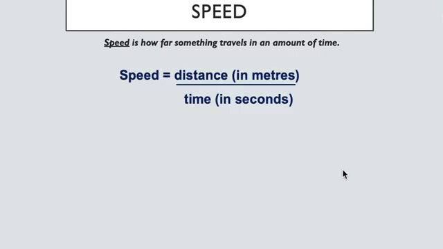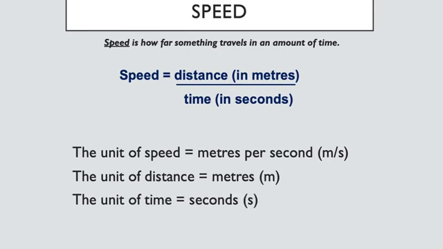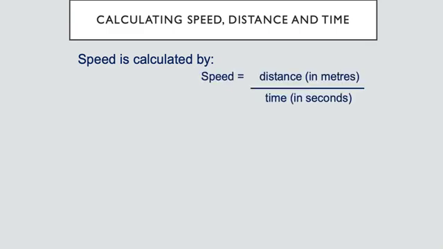Okay, so speed is how far something travels in a certain amount of time. So we've got our equation. Normally we would use meters for distance and seconds for time. So the SI units, the Standard International units: the unit of speed is meters per second, the unit of distance is meters, and the unit of time is seconds.